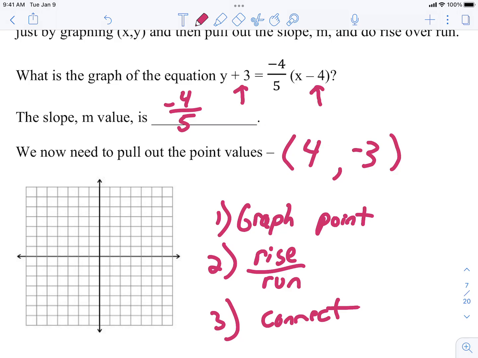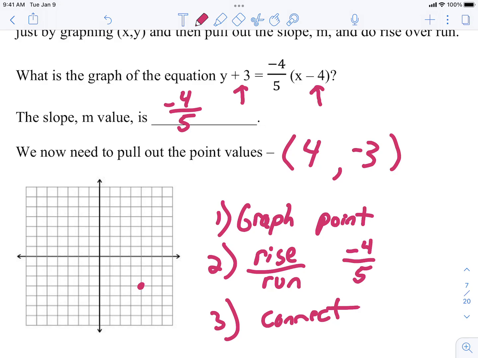So remember, in slope-intercept form, we plotted the y-intercept first, and then we did the slope. So here we're graphing our point first. So 4, -3, I'm starting at the origin, I'm going over 4 and down 3. And then for my slope, it's -4 over +5.